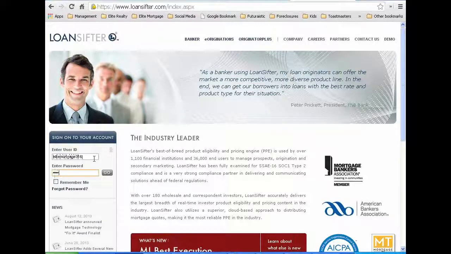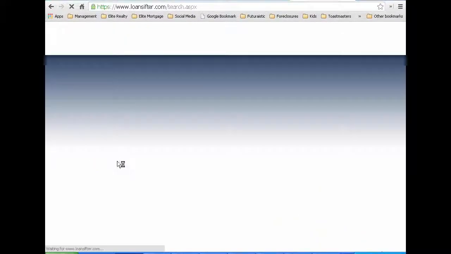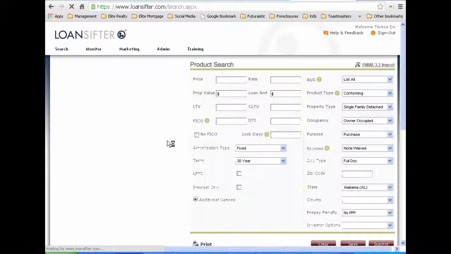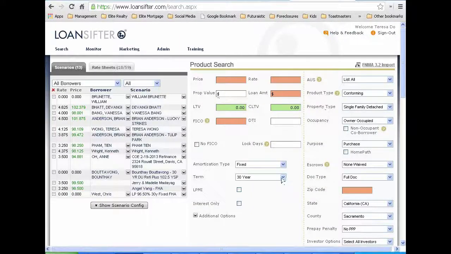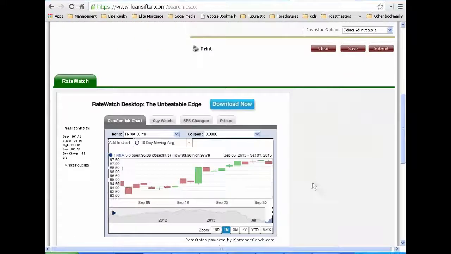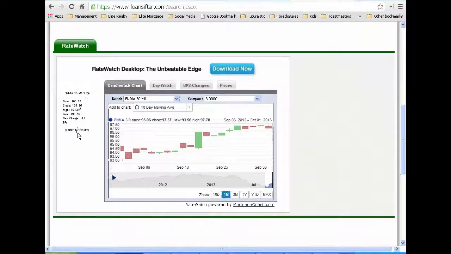And I think I did, but for the sake of this webinar, we'll show you here. So when you log in, the first thing you'll notice is your parameters, where you put down what you're looking for. And you can save scenarios and all this stuff here. But when you go down, look at that. RateWatch is included for free.